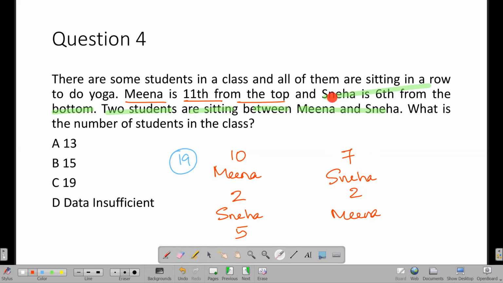It is mentioned that Sneha is 6th from the bottom. So following Sneha, 5 people should be there. So Sneha, 2 plus 1, 3. So you are considering there are 2 girls standing behind Meena.